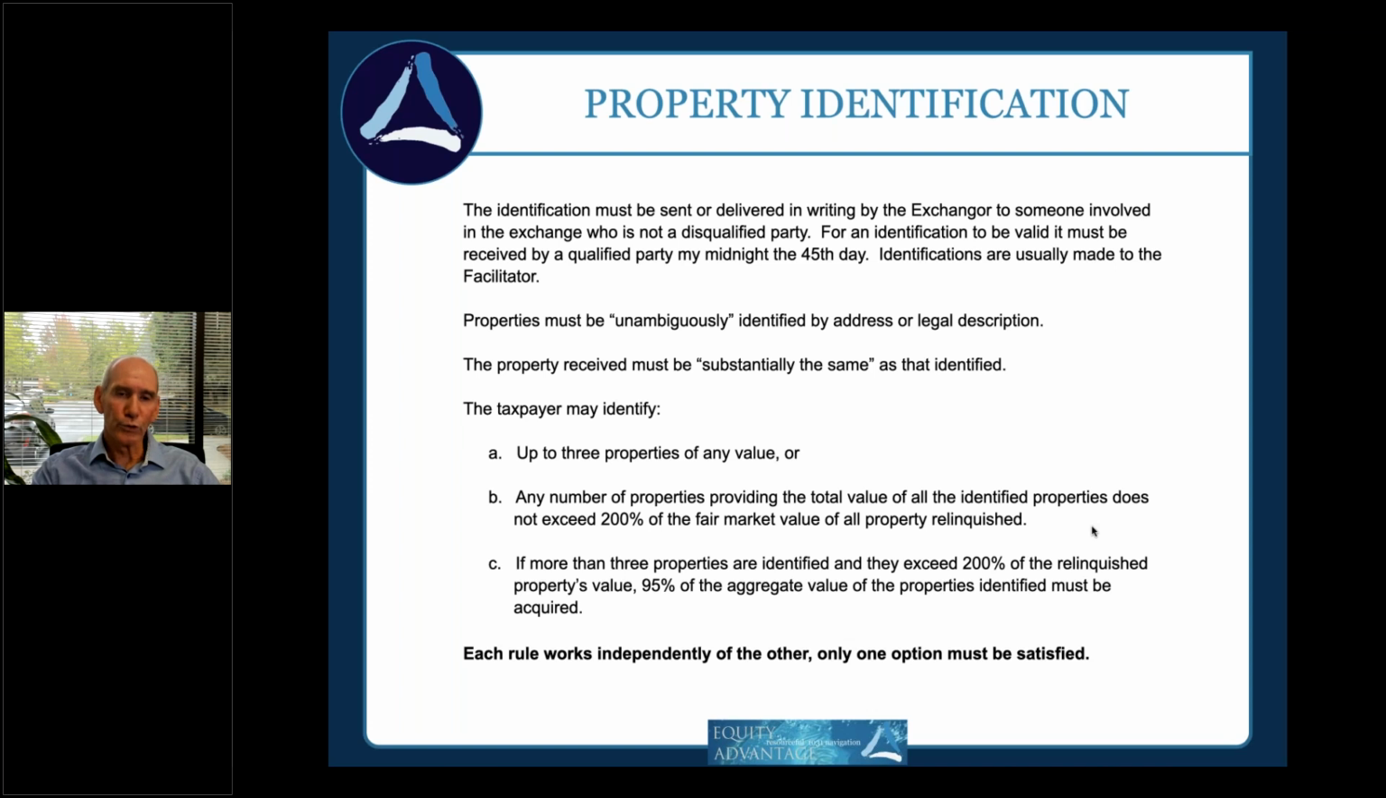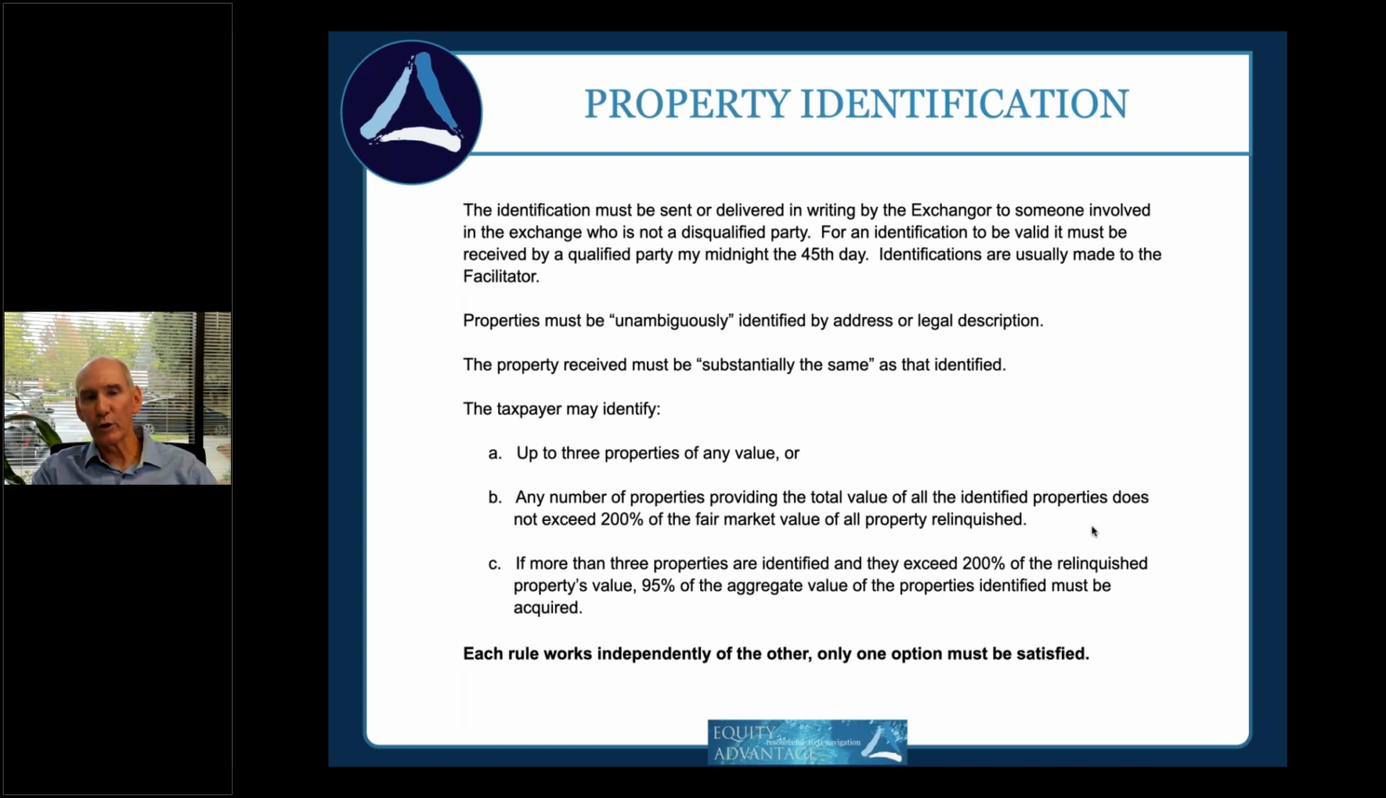Now, the third rule says you can exceed 3, you can exceed 200%. You've got to close 95% of the aggregate value of all properties ID'd, which means you're closing literally everything you've identified. You have one sale fail, you're going to have a problem. So do what you can to minimize the impact of these rules, and really from the time you've listed a property, or maybe in advance.